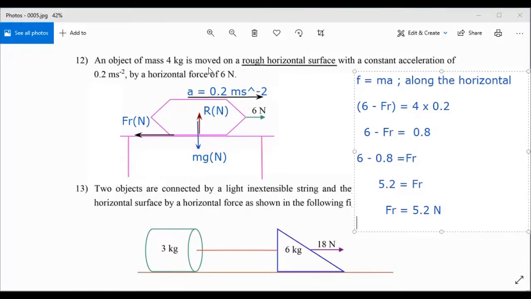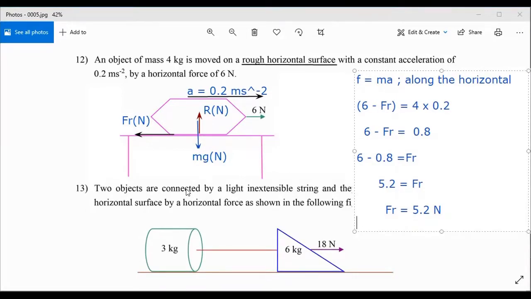So the object will not move upward, and it is not moving downward, it is moving only along the horizontal direction. Therefore, R and mg forces should be the same. There is no motion along the vertical direction. Therefore, upward force should be equal to the downward force.